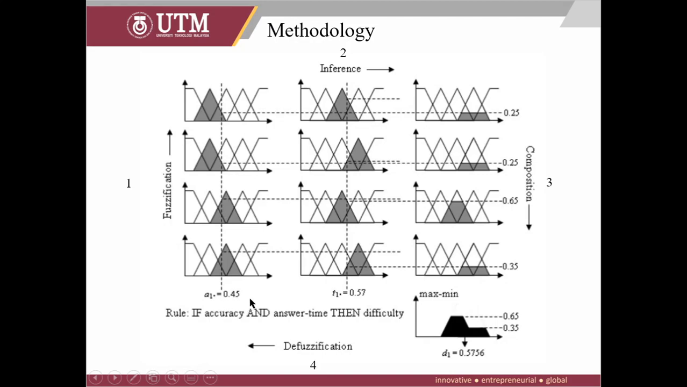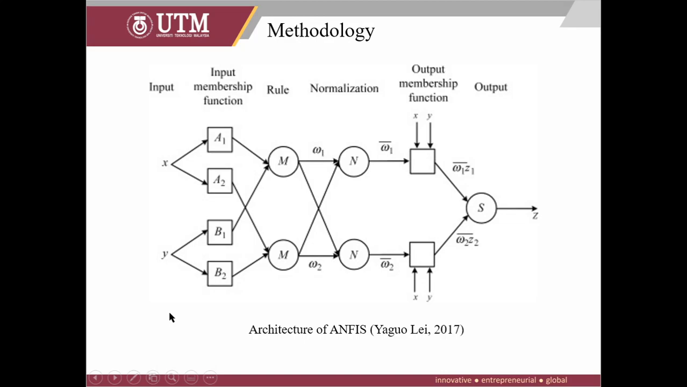We have the accuracy input and the answer time input, and it gives us the difficulty output. If specified, it gives us the inference based on the specified values. It composes the values and gives us a difficulty value of 0.57. This is a FIS in a neural network architecture. We have the first input and second input. We have the membership function, the rule, the normalization part, and then we have the output membership function, and it gives us a single output here.